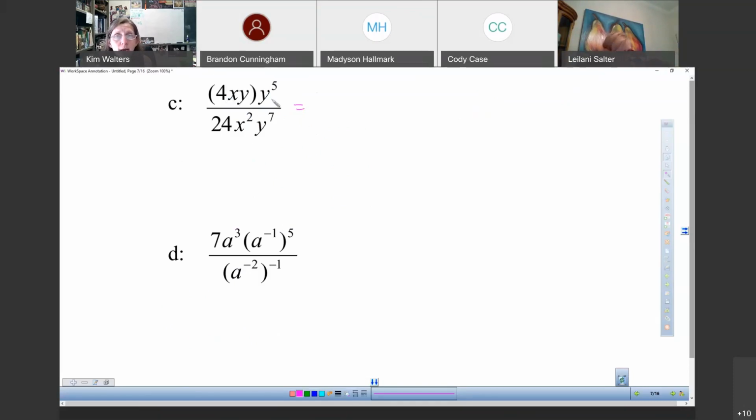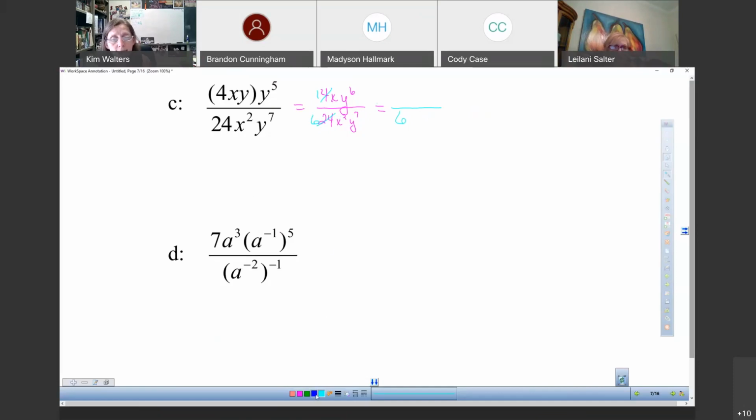So on this numerator, I have 4xy all multiplied times y to the 5th. Well, the only things I can multiply together are the two y terms here. So this is going to be 4x and then a y to the 6th power, okay? In the denominator, I have 24x squared and a y to the 7th power. So as I look to simplify this, the first thing I'm looking at is the 4 and the 24. 4 divides into 4 one time, but 4 divides into 24 6 times. So in my denominator, I'm going to have a 6.